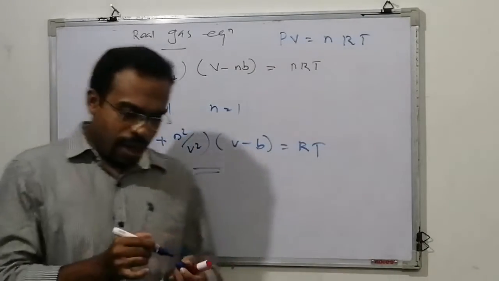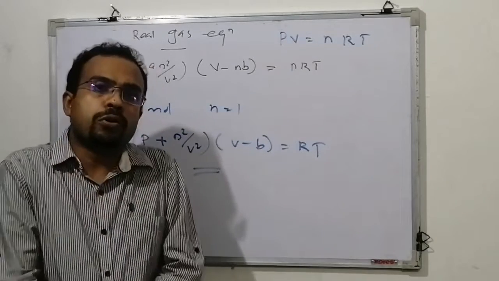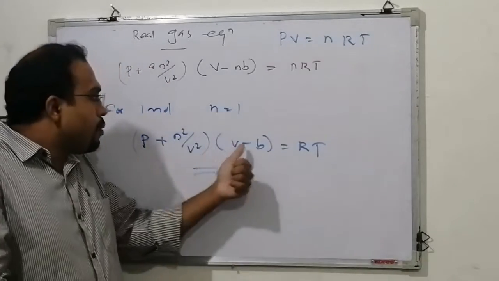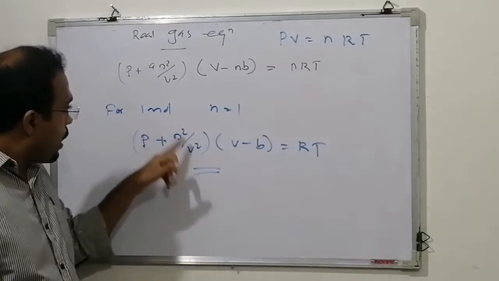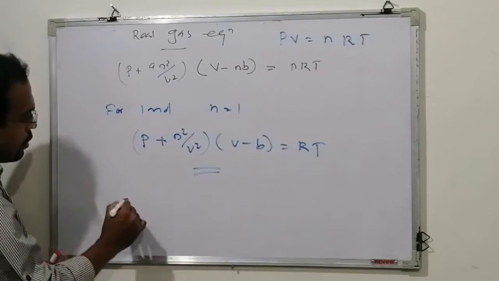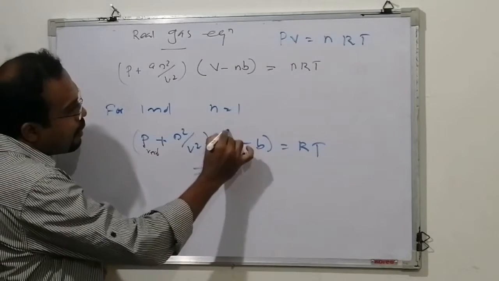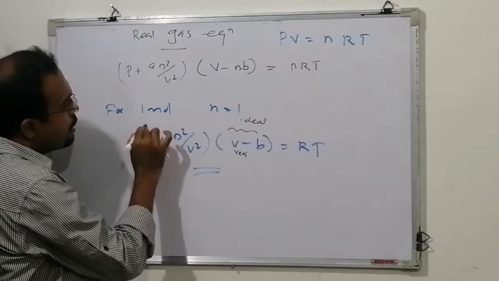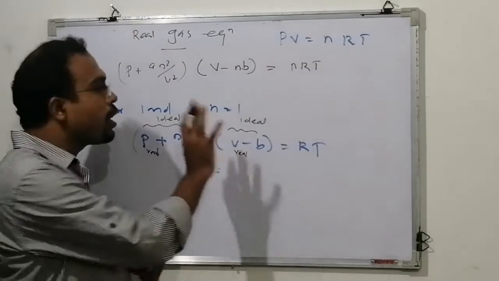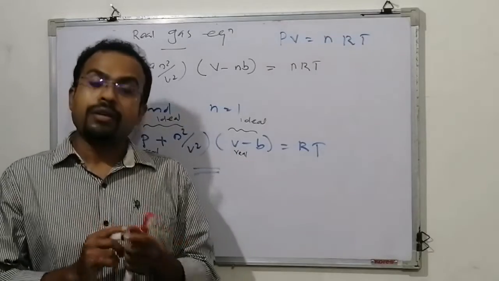I hope you have understood this video. Now I put a challenging question for your thinking. Many students used to ask me why b has been subtracted and a n²/V² has been added. Please remember, this (P + a n²/V²) is the ideal pressure, this (V − nb) is the ideal volume, and this V is the real volume, this P is the real pressure. You please think about it.